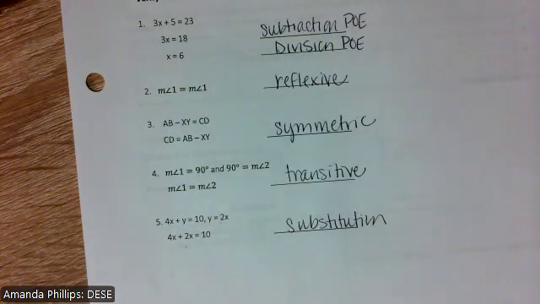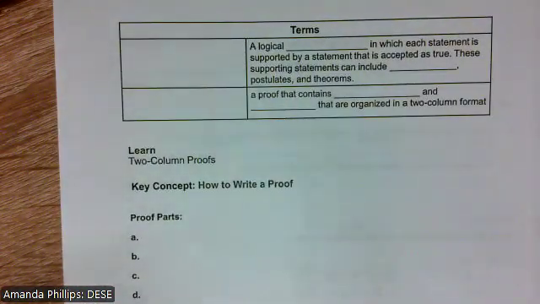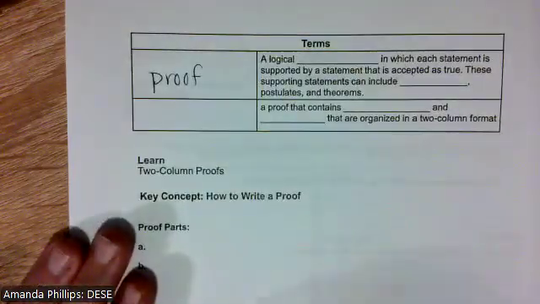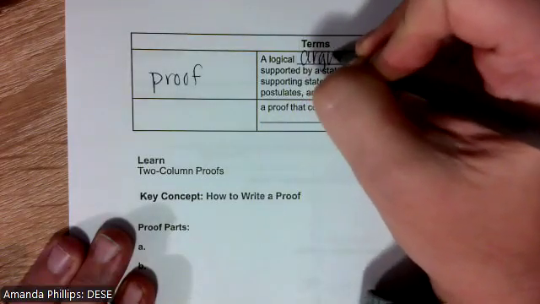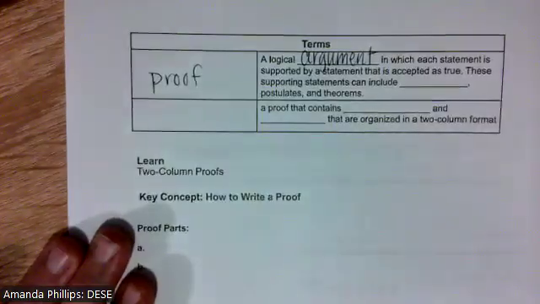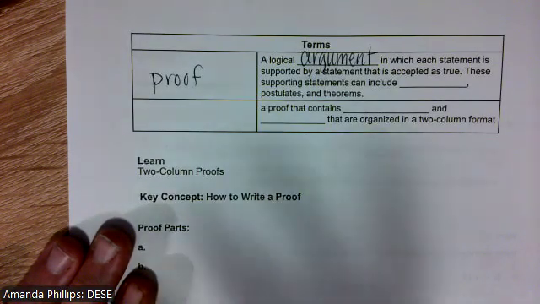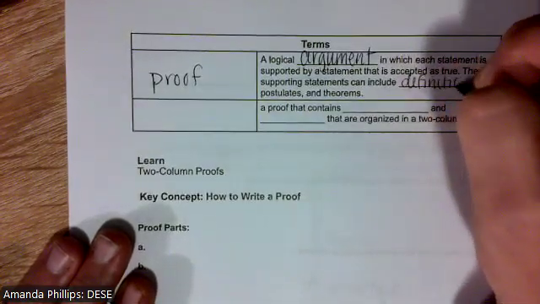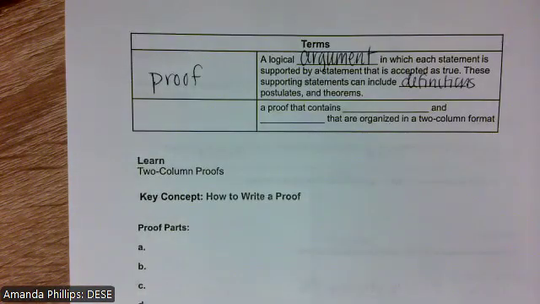Okay, all right, that's it, guys. So let's go ahead and talk about proofs. So we don't have as many definitions today because we're just kind of getting into actually how we construct proofs. And so the first thing when we talk about proofs, we need to understand what a proof is. Now, a proof is a logical argument in which each statement is supported by a statement that is accepted as true. So these supporting statements can include definitions, postulates, or theorems. So we're just making true statements about what we know until we finally get to what we're trying to say is true.